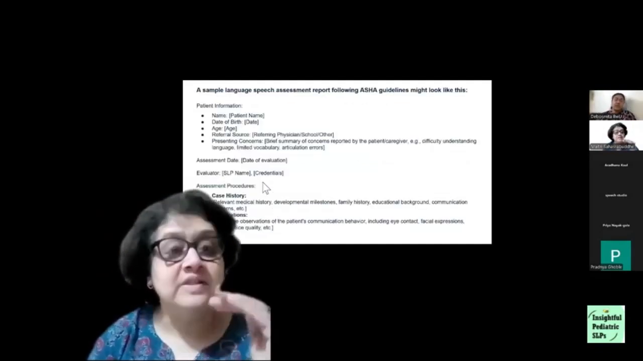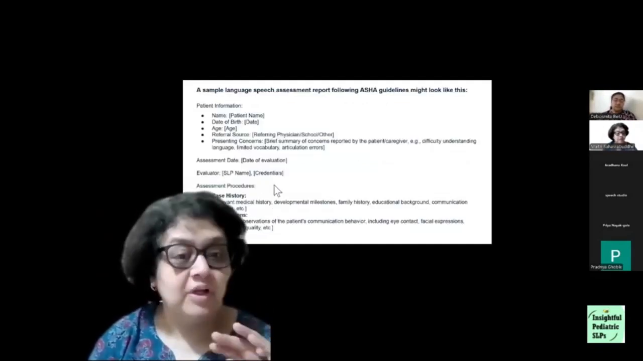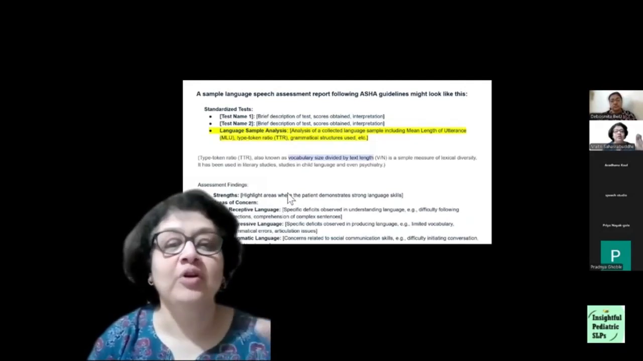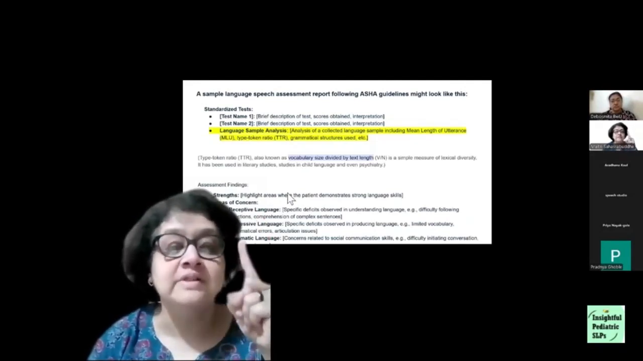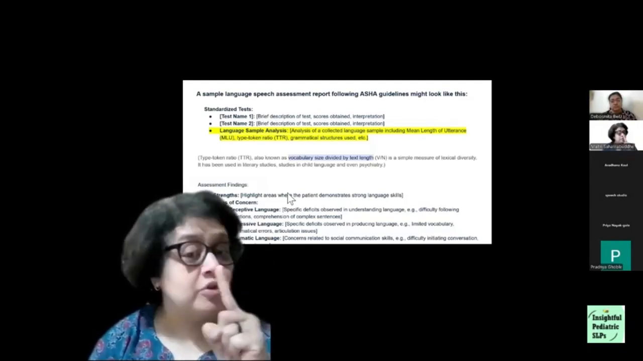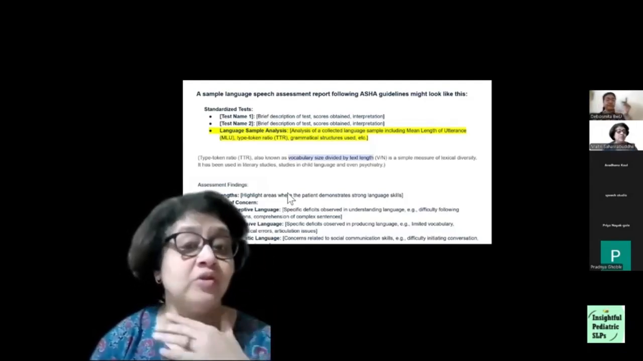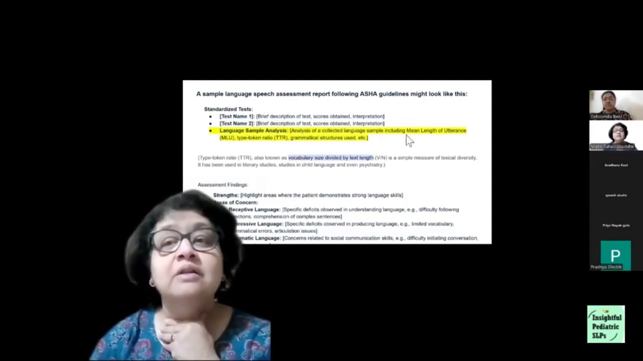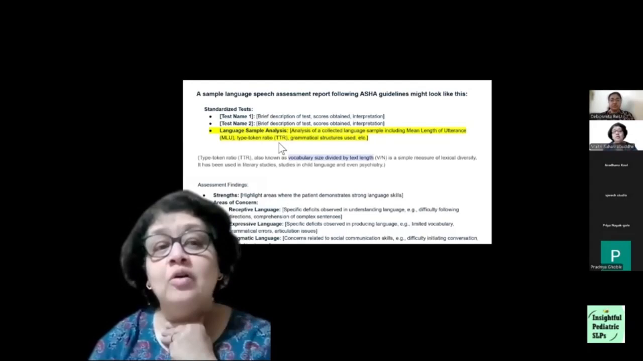start. So this is the sample pro forma that ASHA has given, which is available on the website. The case history, the observation, and here is the more important thing that I've highlighted, the language sample analysis, which is so extremely important, which most of us miss out. Most of us, and when I say most of us, it includes me as well. And here it is the mean length of utterance and the TTR also.